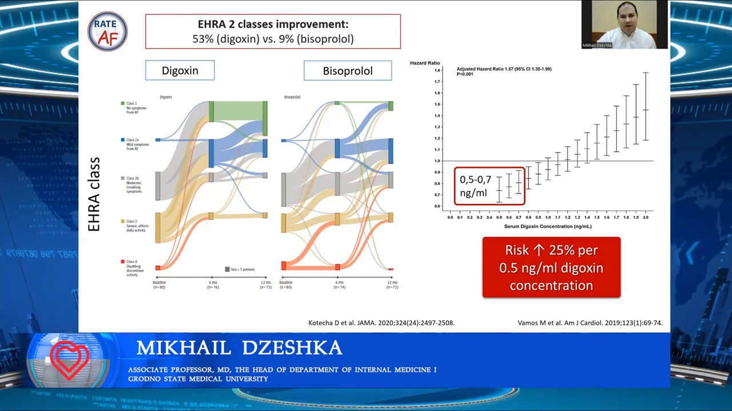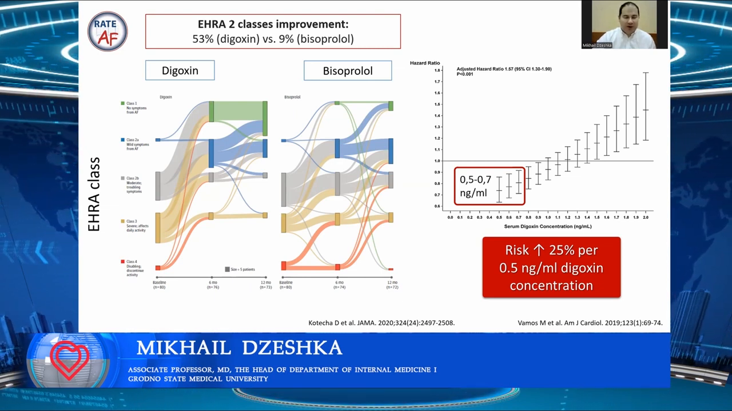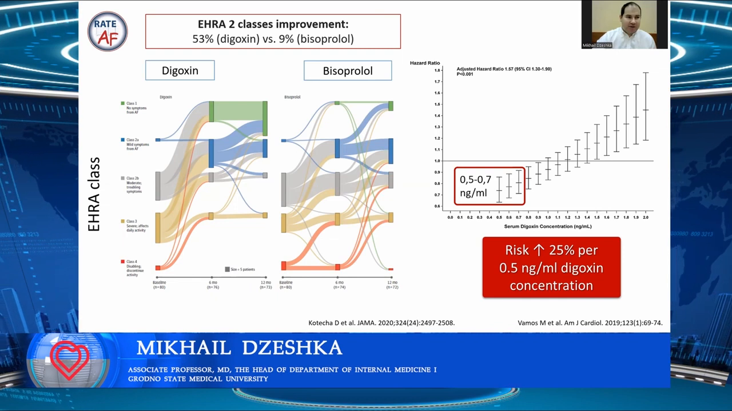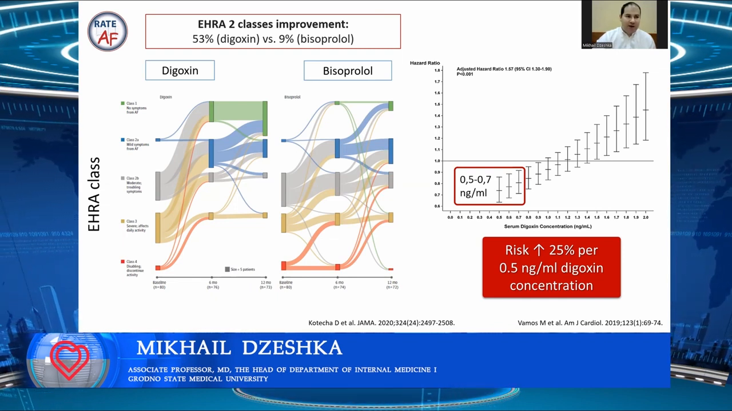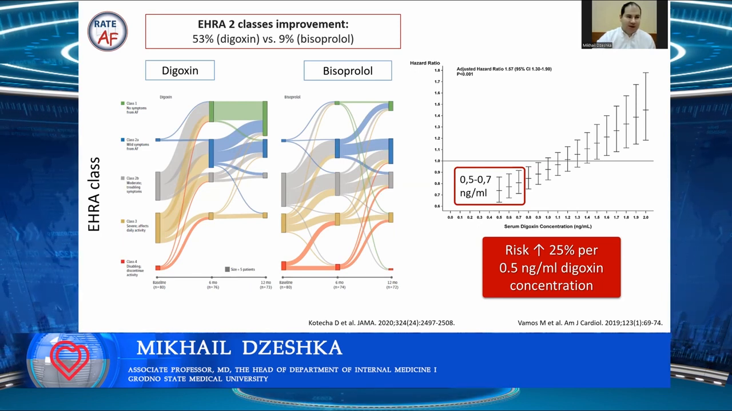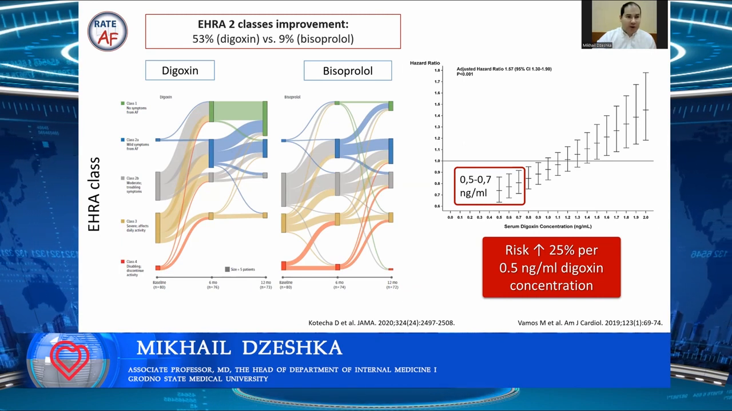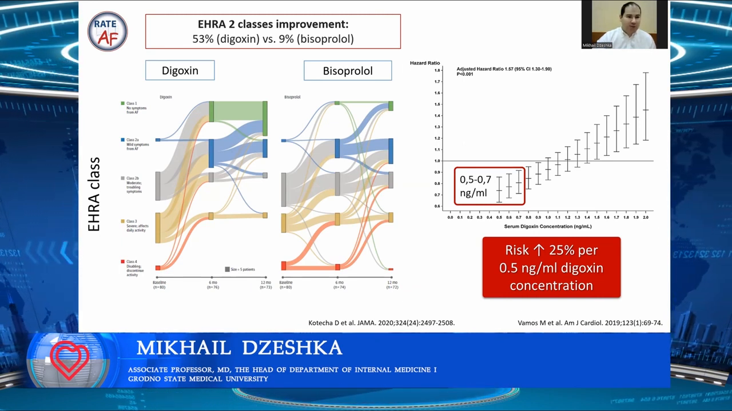Interestingly, the only face-to-face comparison of rate-lowering agents, the RATE-AF study, showed better improvement of atrial fibrillation symptoms, as defined by EHRA class improvement, with digoxin compared to bisoprolol.